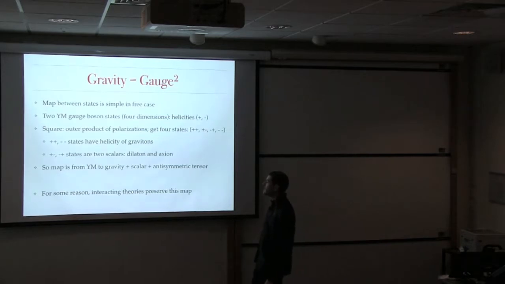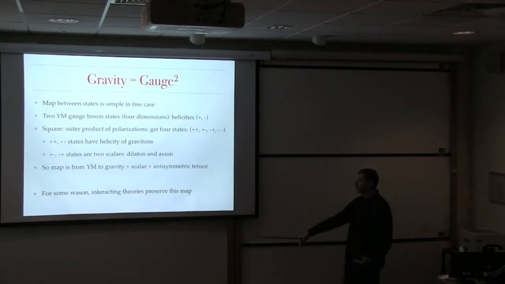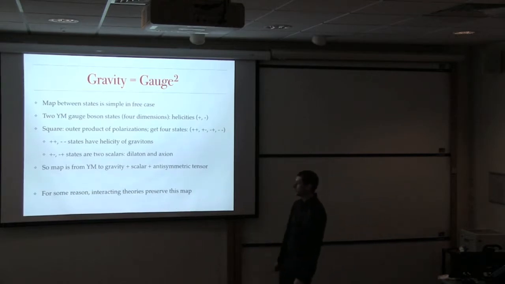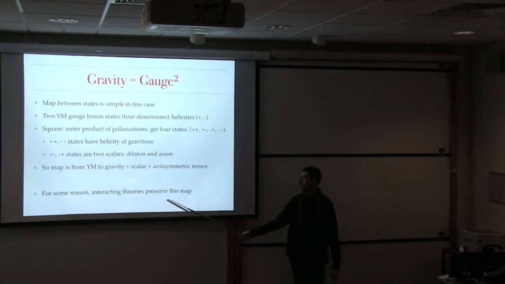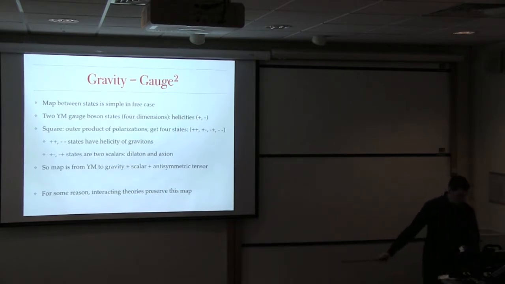So I think this is something that, scattering amplitudes are revealing something about the structure of gravity here, or about the structure of gauge theory gravity. There's something going on here that we don't understand. Okay.